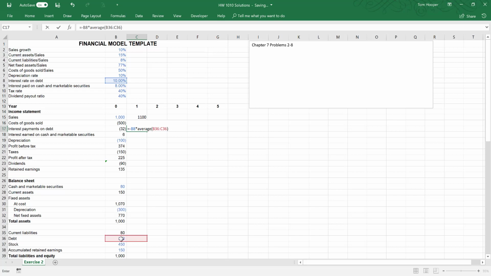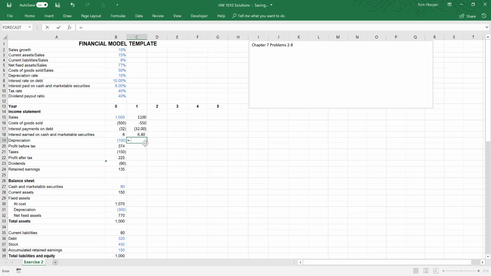Different people do it different ways, but using the average debt balance gives us the most accurate reflection of what debt is this year. It's the average of what it was at the beginning of the year and the end of the year. You need to lock that interest cell. Similarly, we will look at the interest earned times the average cash balance. Of course, these are blank, but when we fill them in, the formulas will update.